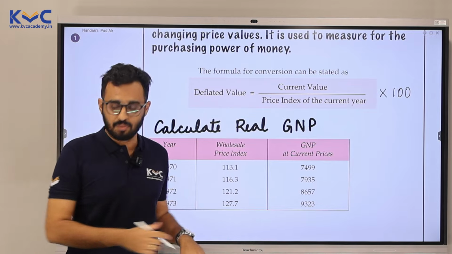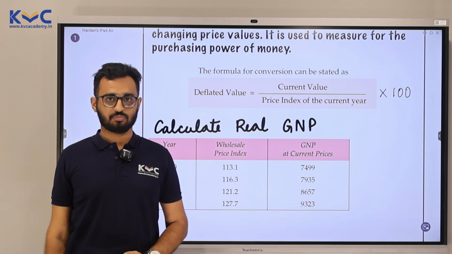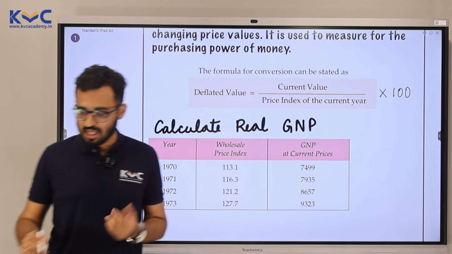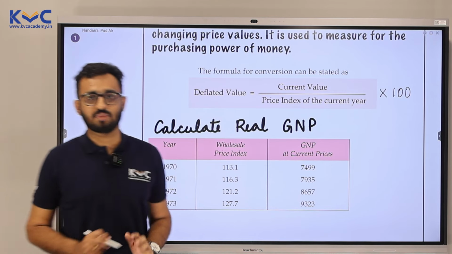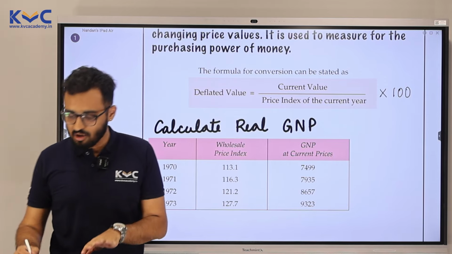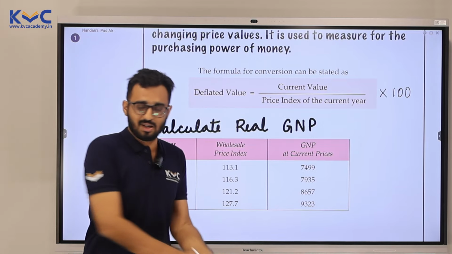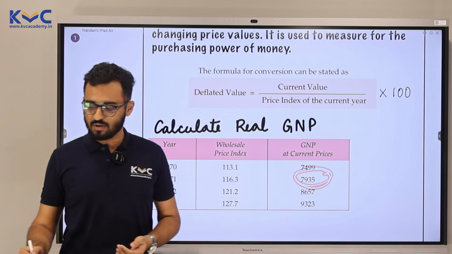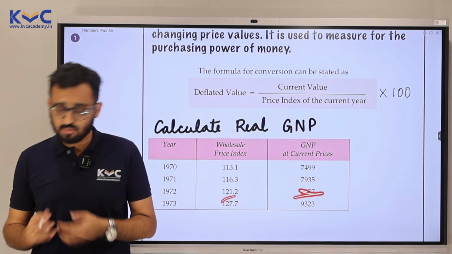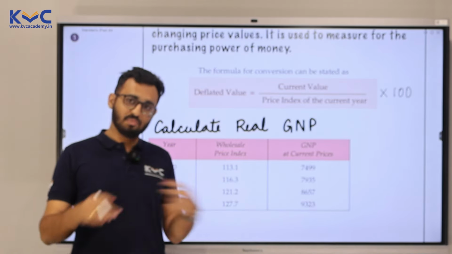So what if we bring back 7499 to 100 price index level? Are you understanding? So that is what we are going to do for all the years. That means remove the inflation adjustment that is there in the values and bring it back to the same base year. First year 7499 with 113.1, so remove 13.1 from that. Next 7935 is when you have 116.3. Remove 16.3 from that. Next one 21.2. Next one 27.7. So that way we are going to remove the inflation.